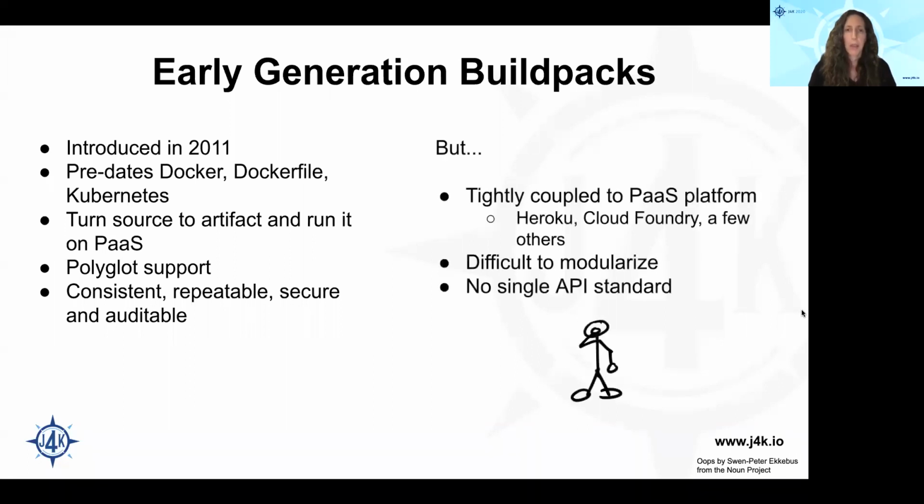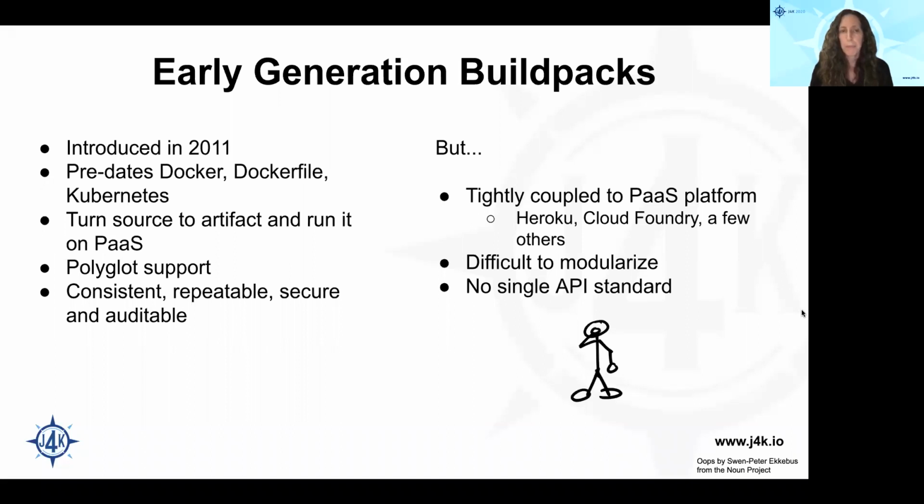However, the disadvantages of these early generation buildpacks is that they were tightly coupled to these platforms, right? So if you weren't using Heroku or Cloud Foundry or a few others that were also supporting buildpacks, then you couldn't use buildpacks. They ran on the platforms. And even if you could have run those buildpacks, the artifact that they produced wasn't a portable container. So you couldn't have taken that product and run it, for example, on Kubernetes or some other Docker runtime. So there was this tight coupling going on.